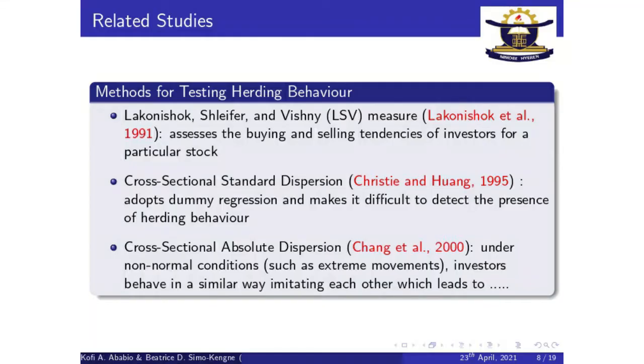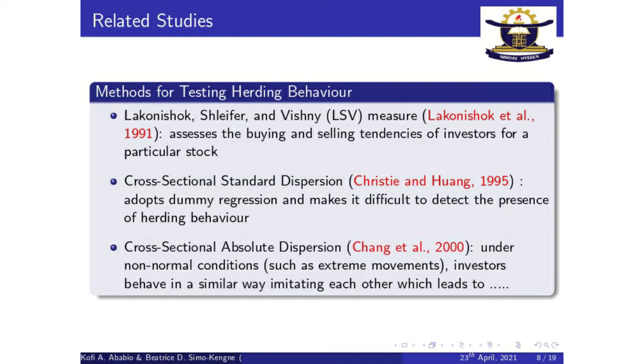Now, the method that has been used to test hedging behavior over the years, the primary method, was introduced by Lakonishok, Shleifer, and Vishny, that's the LSV measure. And this measure, normally called the LSV, assesses the buying and the selling tendencies of investors for a particular stock, or let's say asset. And then the second one is the cross-sectional standard deviation, also proposed by Christie and Huang in 1995. This model also adopts a dummy regression and makes it difficult to detect the presence of hedging behavior. An update of this model is the cross-sectional absolute deviation.